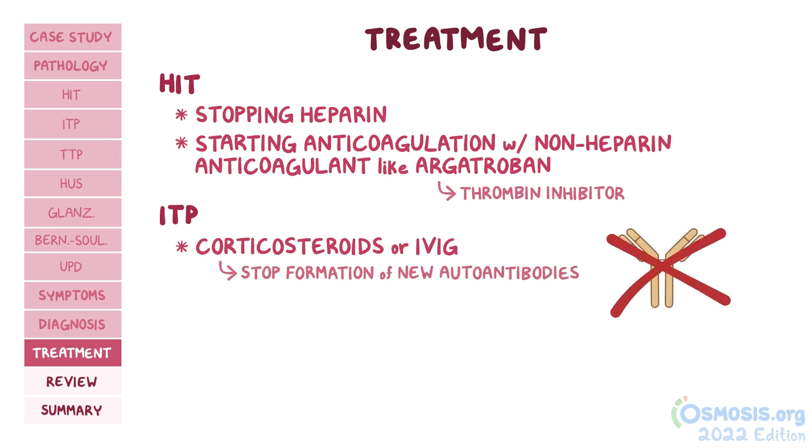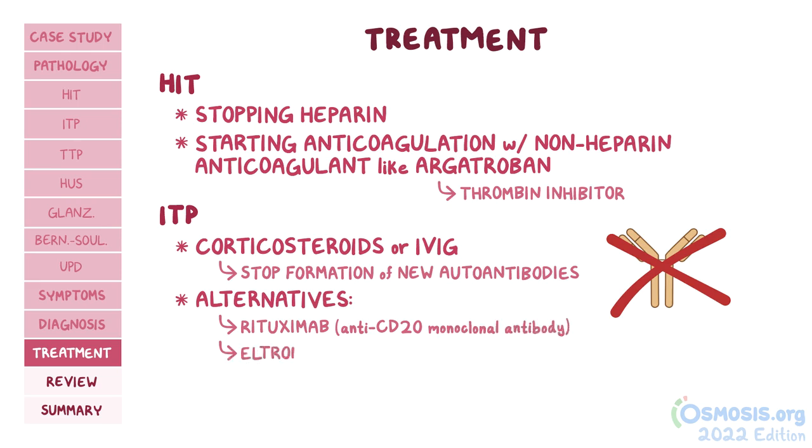In harder cases, a splenectomy can be done to get rid of the splenic macrophages that are destroying the platelets. As an alternative, other medications can be tried, like rituximab, an anti-CD20 monoclonal antibody, oral eltrombopag and romiplostim, which are thrombopoietin receptor agonists.